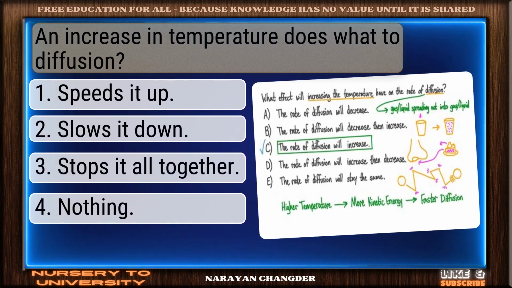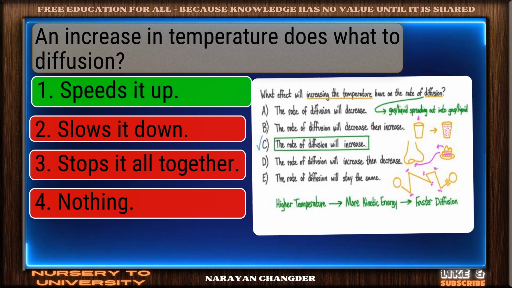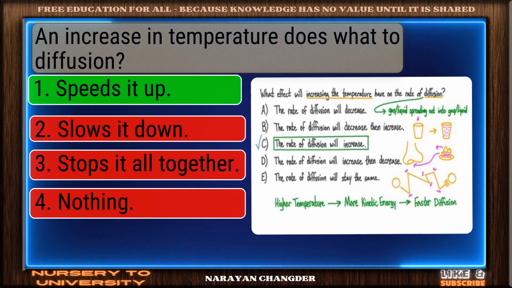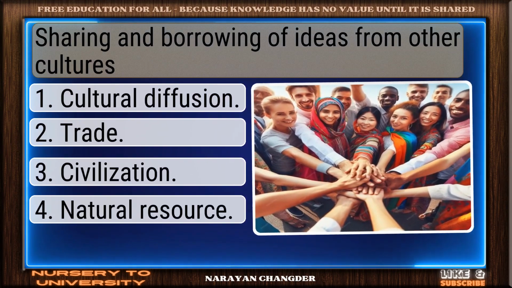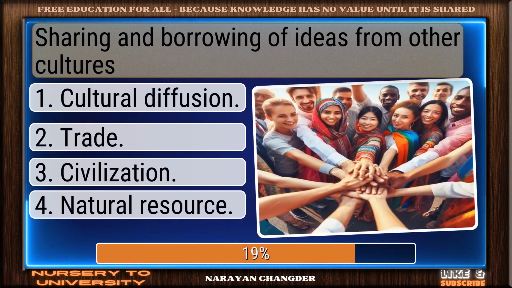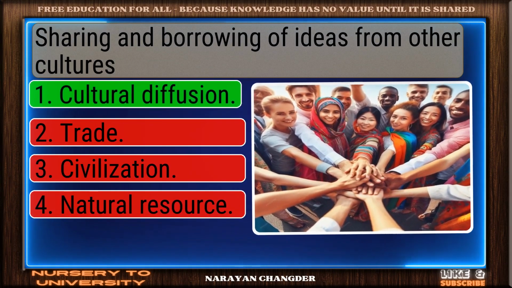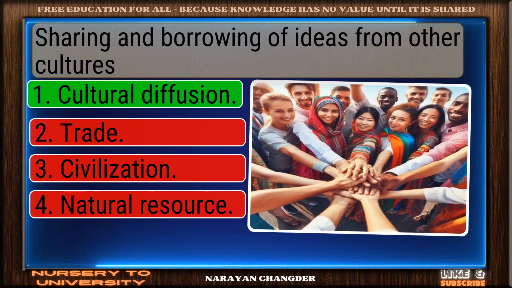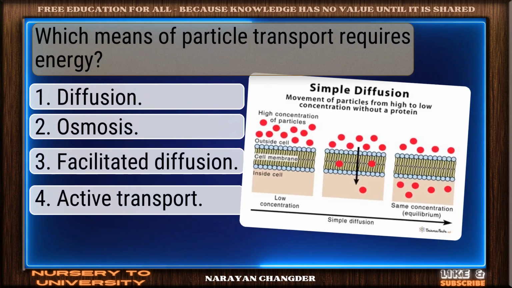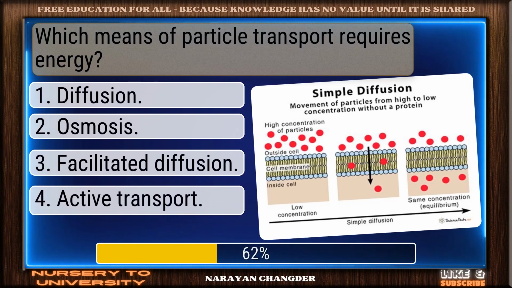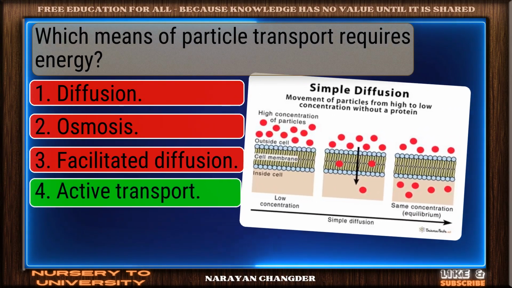An increase in temperature does what to diffusion? Smart pick. Speeds it up is the correct choice. Sharing and borrowing of ideas from other cultures. Nice work. You chose cultural diffusion and it is correct. Which means of particle transport requires energy? Solid response. Active transport is a valid choice.